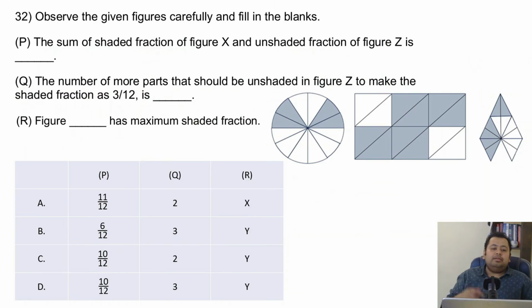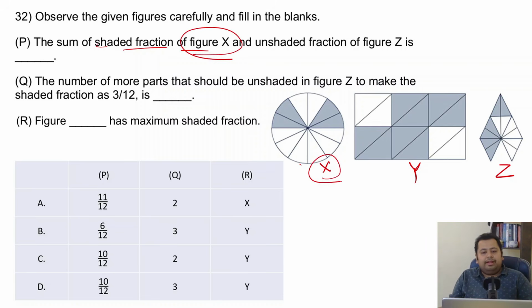So let's now go to question number 32. Observe the given figure carefully and fill in the blanks. Again, it's a fraction question. The sum of shaded fraction of figure X and unshaded fraction of figure Z is dash, right? So this is X, this is Y, this is Z. What it is saying is, find the shaded fraction of figure X, and the unshaded fraction of figure Z, and then do the sum of it, right?